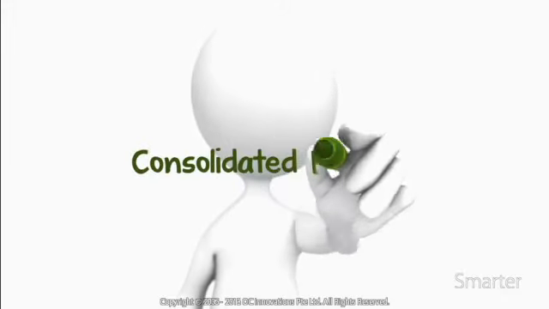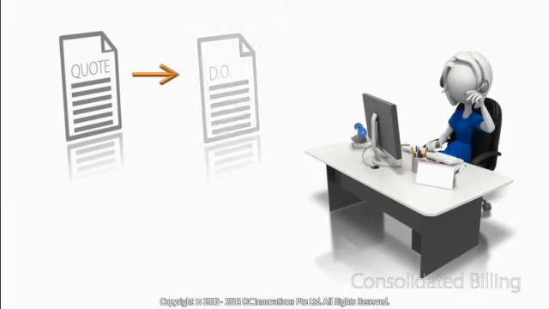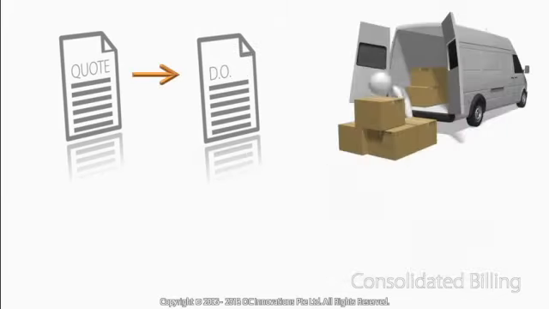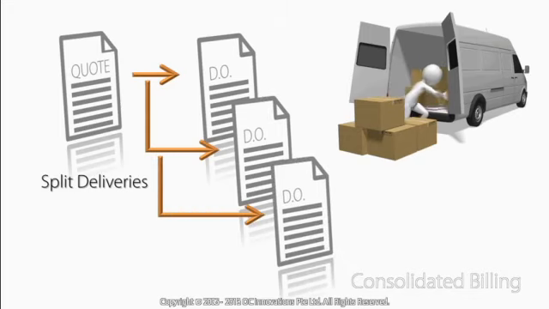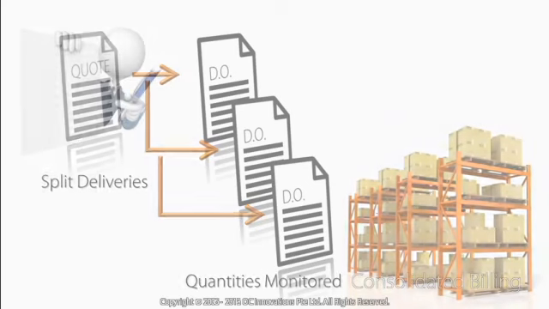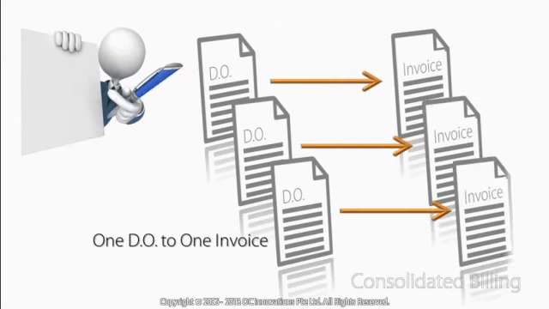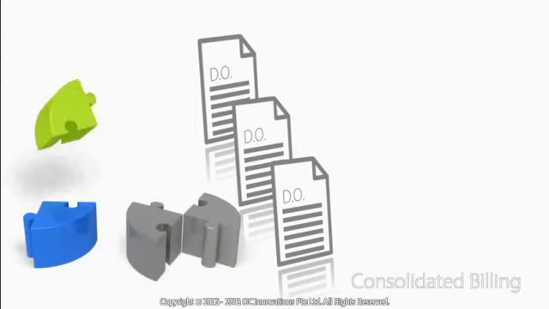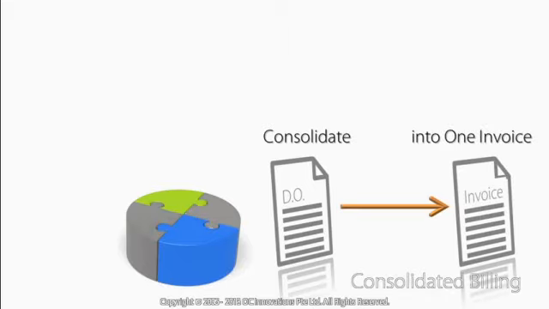Consolidated billing. After a confirmed quotation, you can generate a single DO for the delivery. Or, you can split the deliveries into multiple DOs for batch deliveries to fulfill the order. Whichever the case may be, the system will monitor the delivered quantities, giving you the outstanding status. After the deliveries, you have the option to invoice the customer as per individual delivery orders. Or alternatively, you can consolidate all the delivery orders and bill the customer in one invoice.